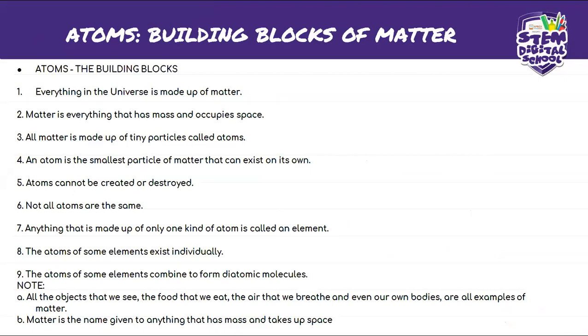We started with this, and then we said atoms are simply the basic building blocks of matter. So we said everything in the universe is made up of matter. Matter is everything or anything that has mass and can occupy space. All matter is made up of tiny particles called atoms. An atom is the smallest particle of matter that can exist on its own.